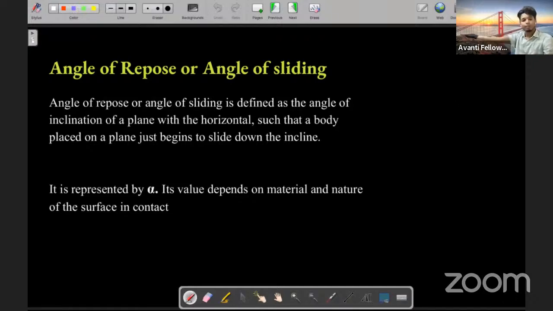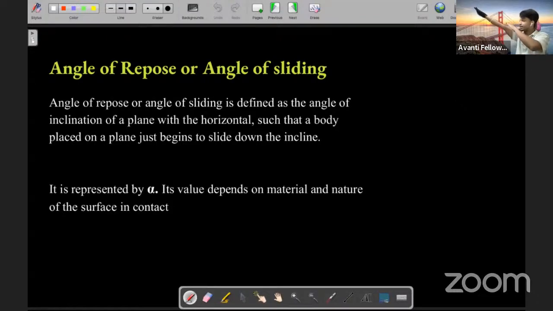Now, students, if I'm increasing theta, is it coming down? Yes or no? Let me know. If I increase theta by a small amount, is it sliding? Let me know in the chat. Yes or no? Students, if this is the angle theta, is it sliding now? No.